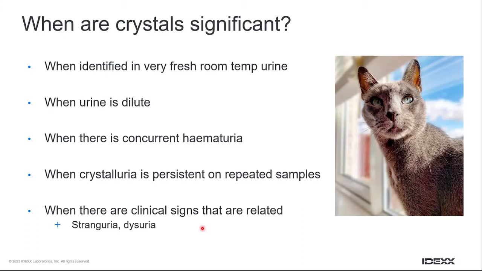We can also have increased significance of the presence of crystals when the urine is dilute, when there's a concurrent hematuria, or when that crystalluria is present on repeated samples. So if this is the second or third time that the same animal has shown to have crystals, then clearly that's more significant than a one-off. And clearly the most important factor to take into consideration is whether there are any clinical signs that might be related to crystalluria. So that's going to include your signs of FLUTD, such as stranuria or dysuria.